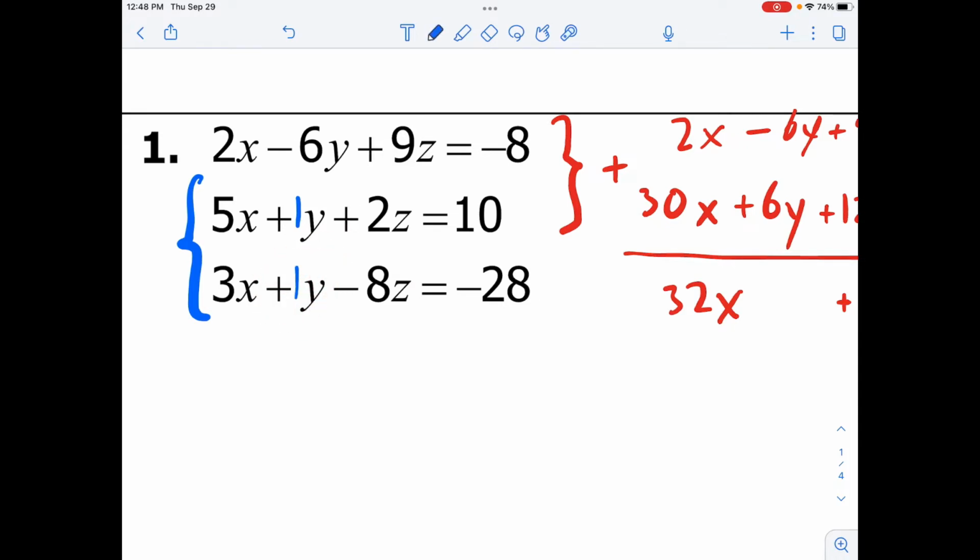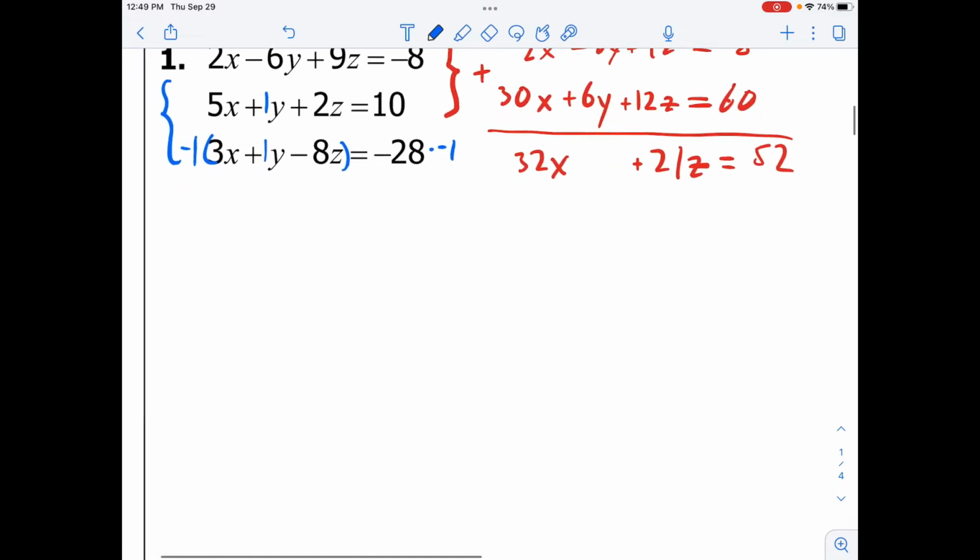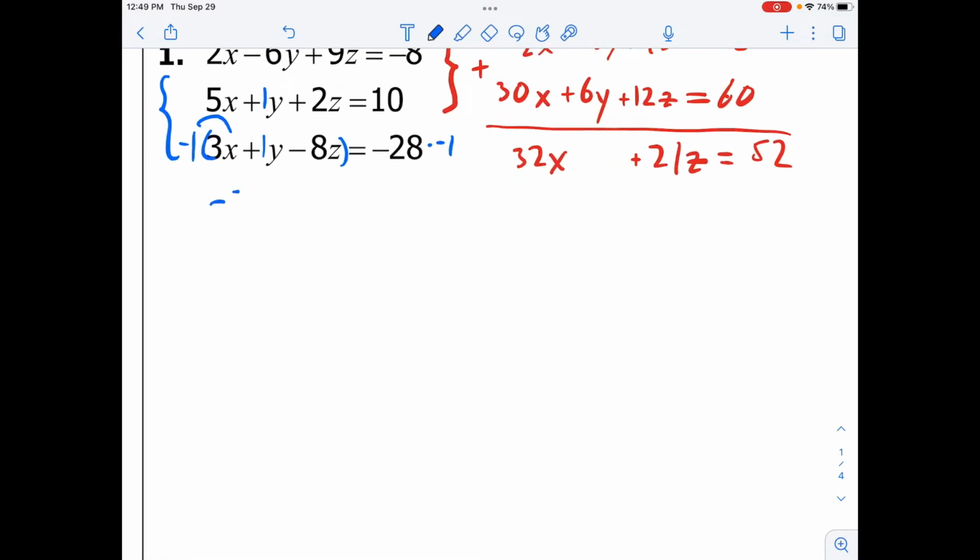So what I'm going to do is multiply both sides of this equation by -1. So times -1, okay? That's going to give me negative 3x minus y plus 8z equals positive 28, right? Let me check my work. Yep, that looks good, okay?